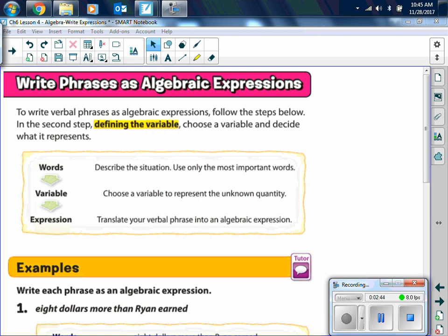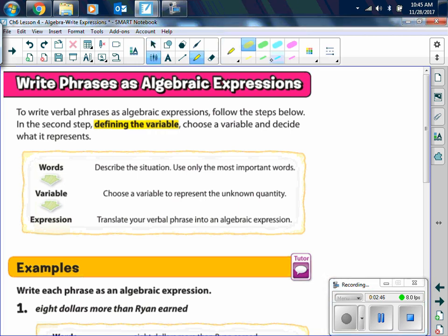So here we want to write phrases as algebraic expressions. This is what we're doing today. Please make sure you write down your headings. We're going to write phrases as algebraic expressions. So here it says to write verbal phrases as algebraic expressions. These are the steps we're going to follow. Okay? Now, understand that defining a variable means to choose a variable for the unknown. Decide what it represents. Okay? So here, defining the variable means to choose a variable and decide what it represents.